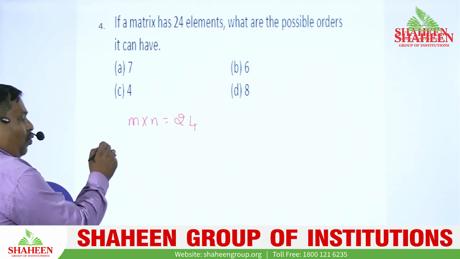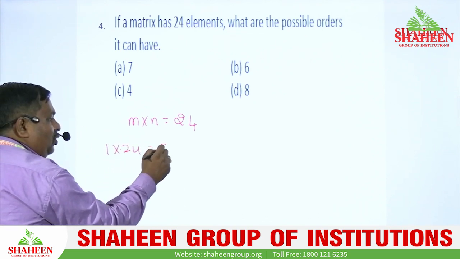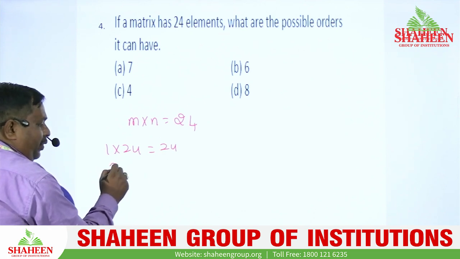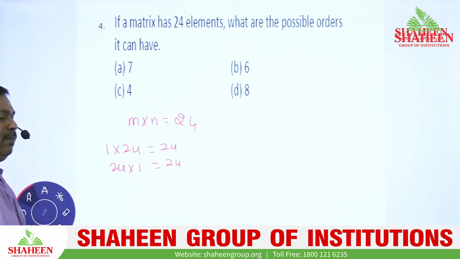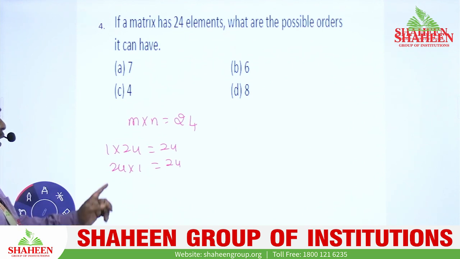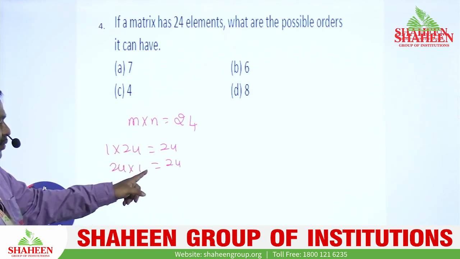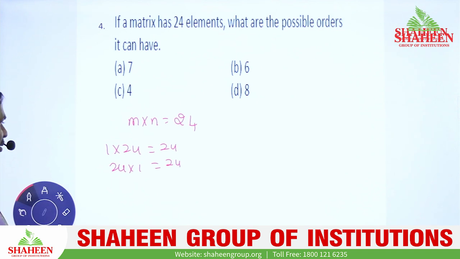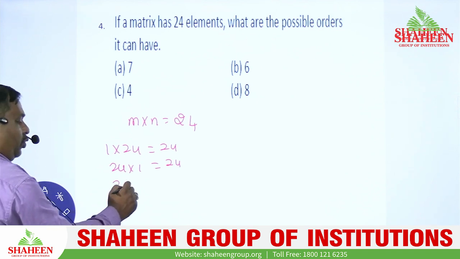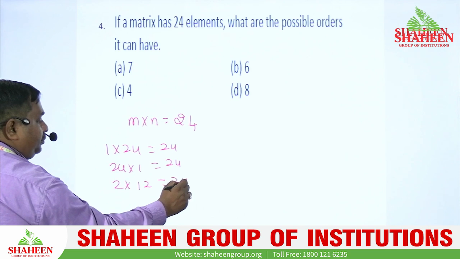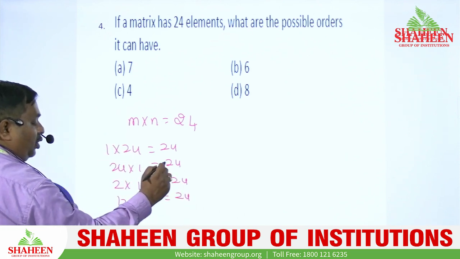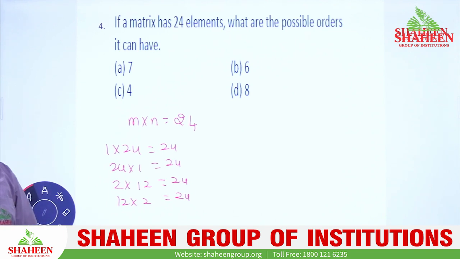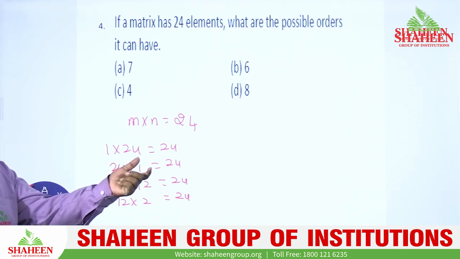You know that 1 into 24 is equal to 24. 24 into 1 is also 24. We are writing all possible orders this matrix has. Okay, so 1 into 24 is also possible. 24 into 1 equal to 24 is also possible. And you know 2 into 12 is 24, and 12 into 2 is equal to 24. So we are writing all possible products which give a product equal to 24.